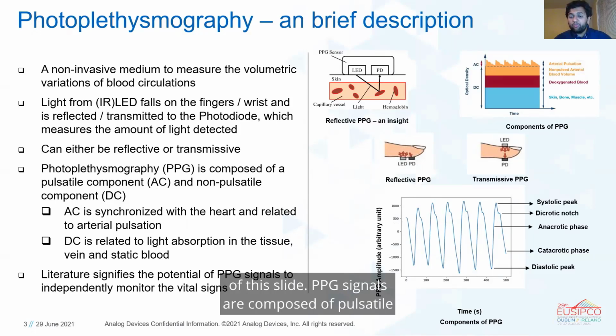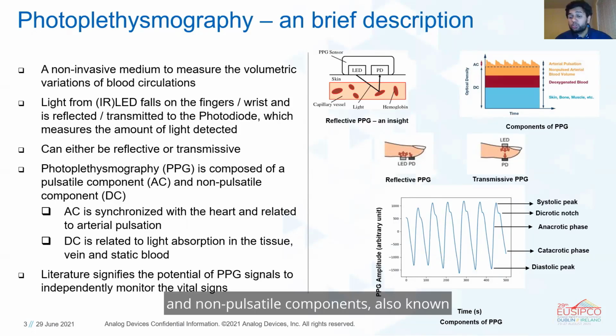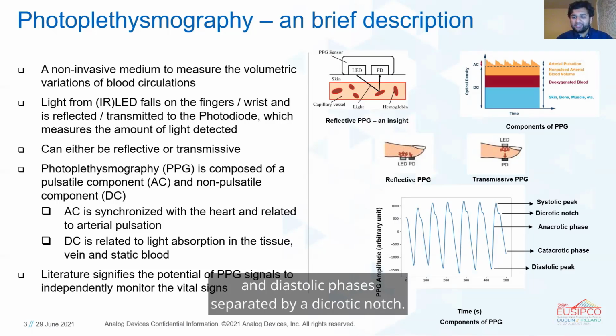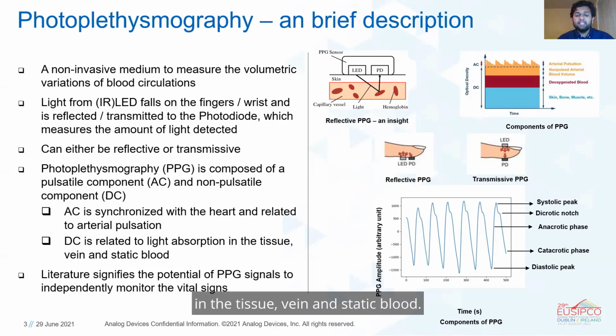PPG signals are composed of pulsatile and non-pulsatile components, also known as AC and DC components respectively. The AC component consists of systolic and diastolic phases separated by a dicrotic notch. While the AC component is synchronized with the heart and related to arterial pulsation, the DC component is related to light absorption in the tissue, vein, and static blood.